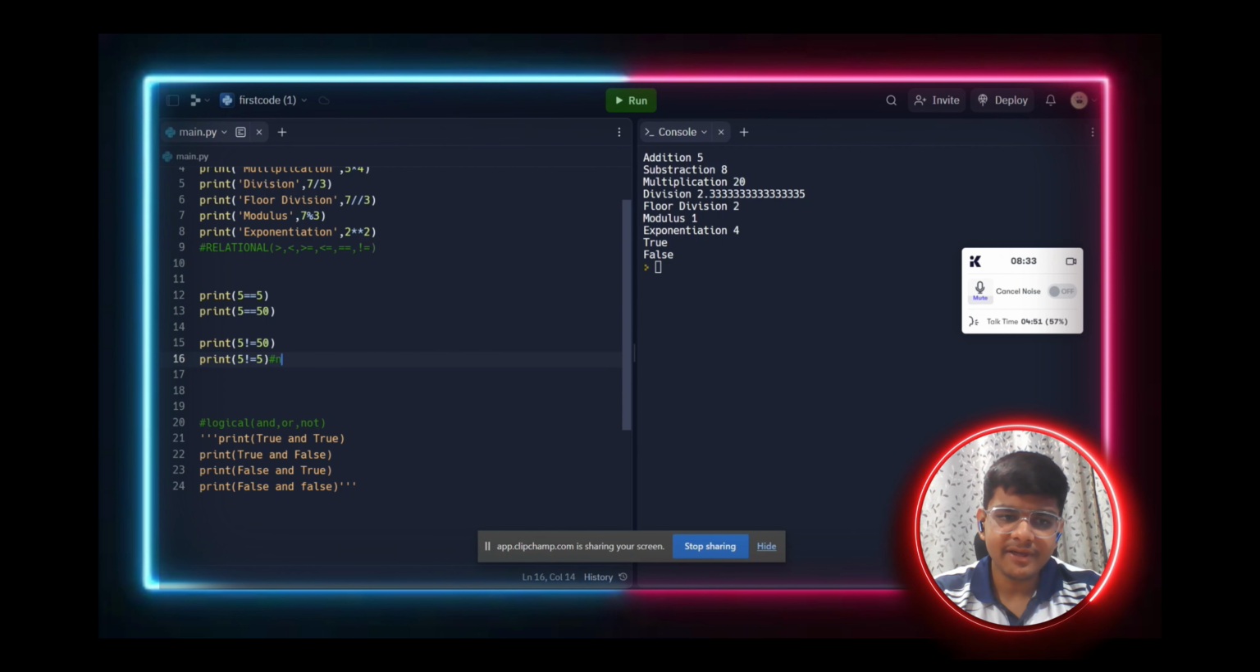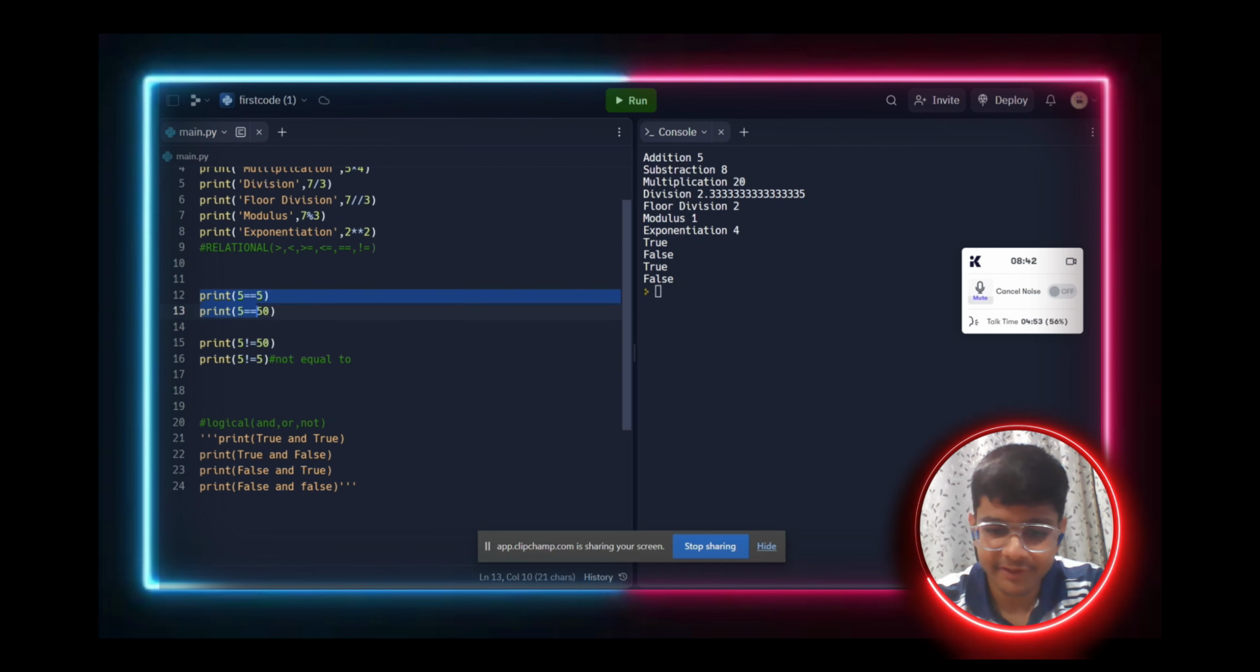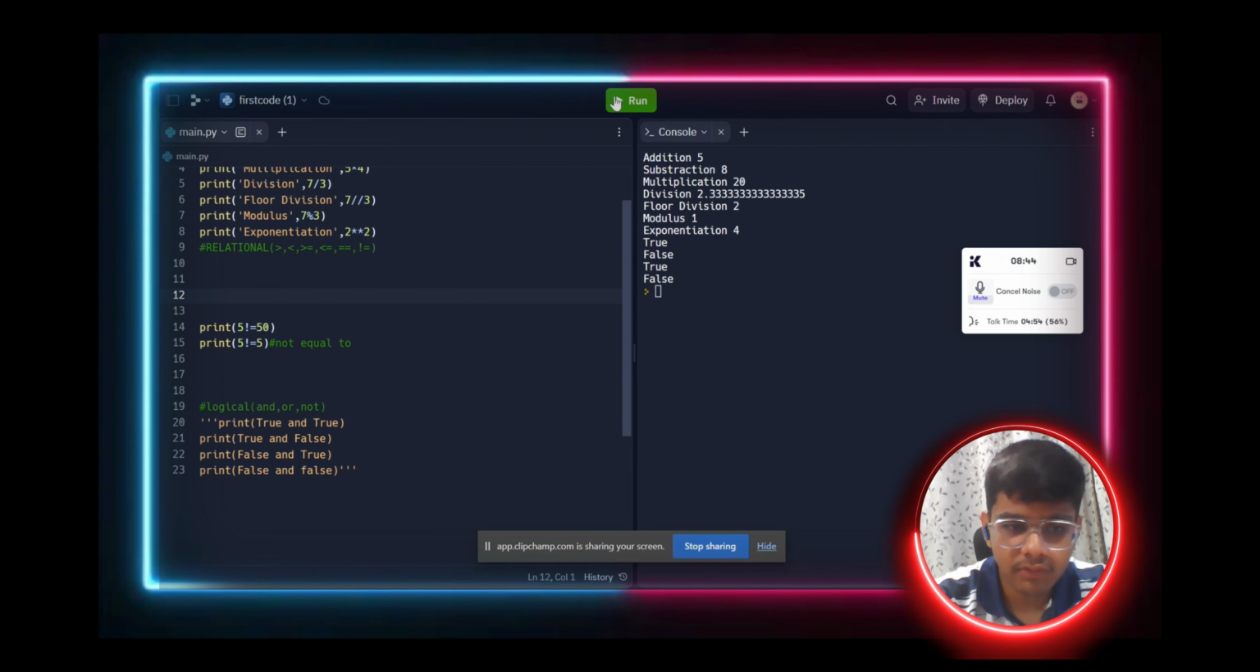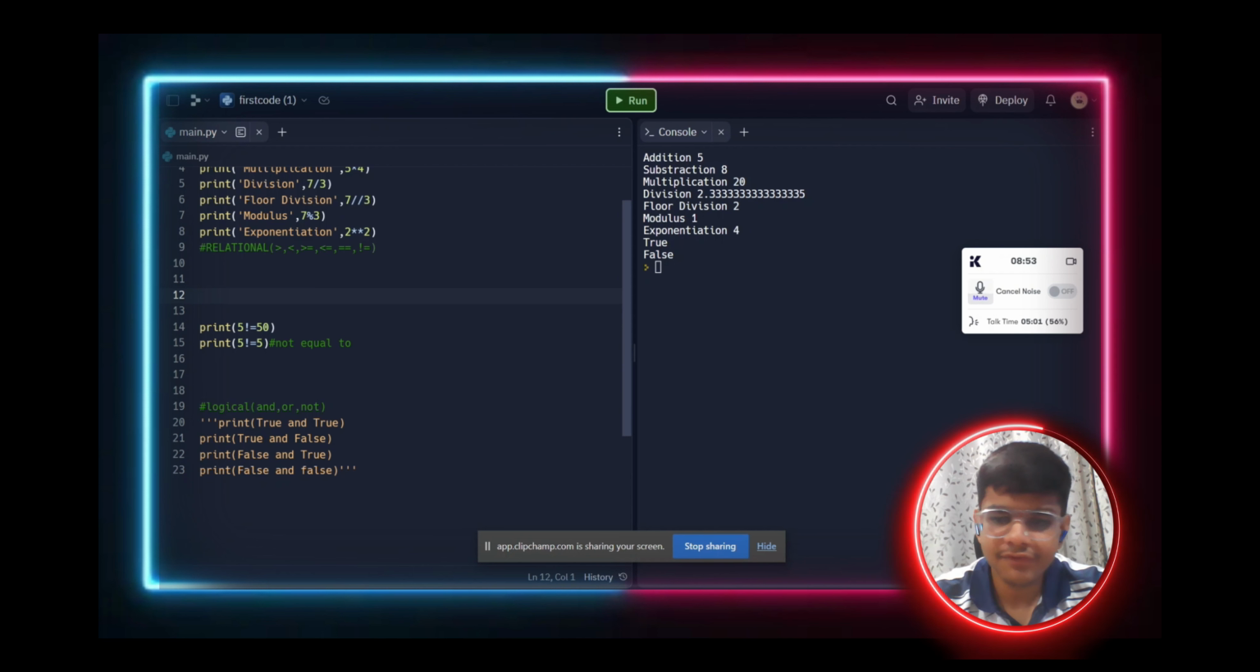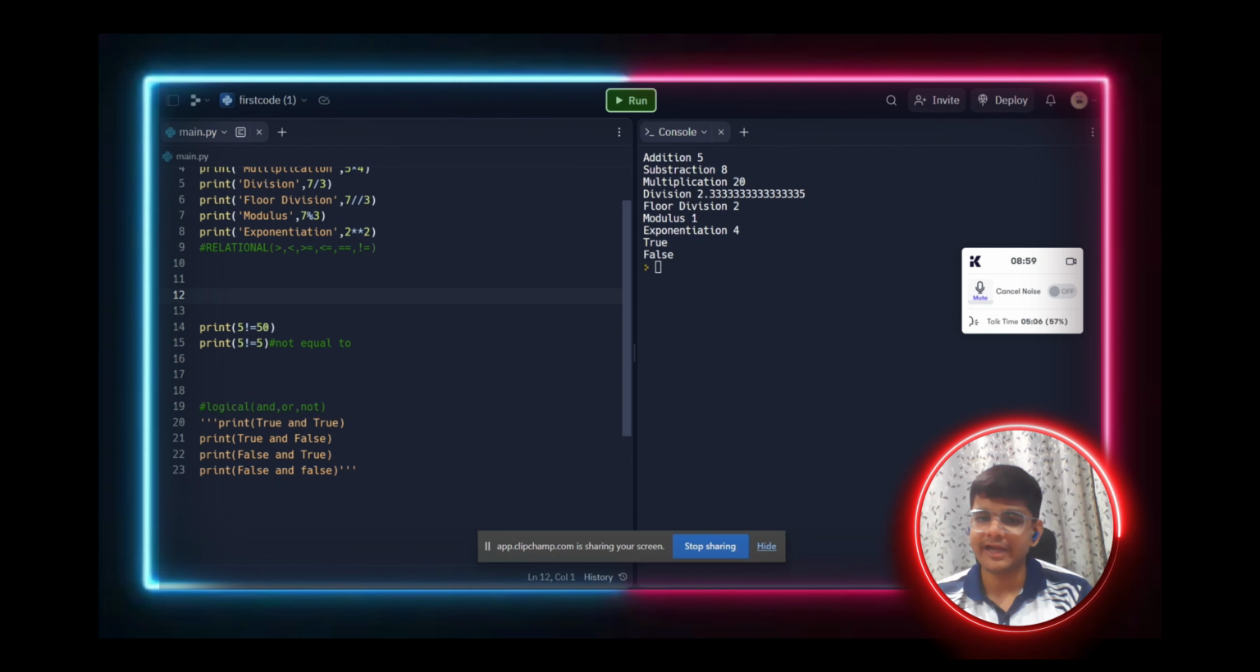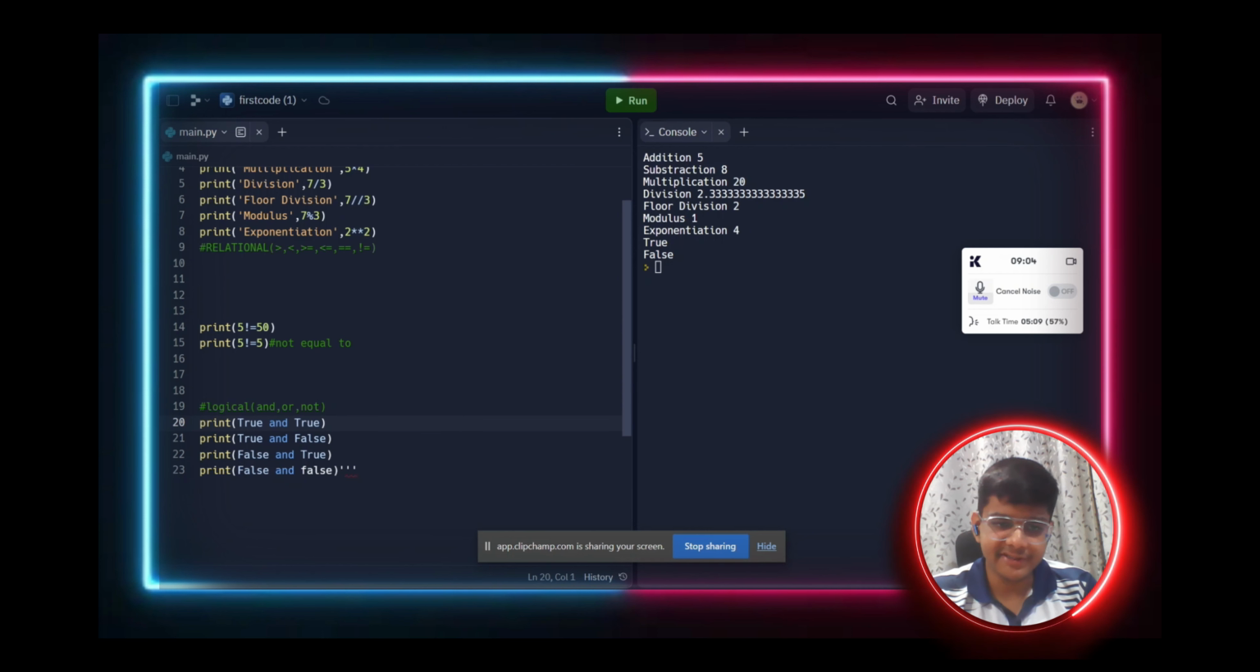The same thing will be done with the not equals to symbol. This symbol, the exclamation mark, and after that the equal to sign, is the symbol for not equal to. I will comment it out here. Let me see, 5 not equals to 50. Yeah, in this case that is true, that 5 is not equal to 50. And 5 not equals to 5, that is not true. That's why it is false. So okay, we have done with our relational operators.